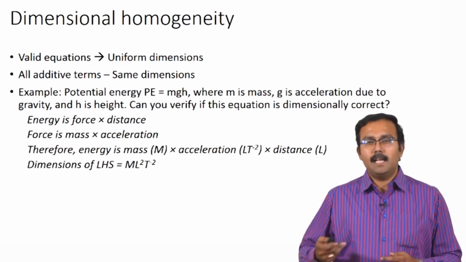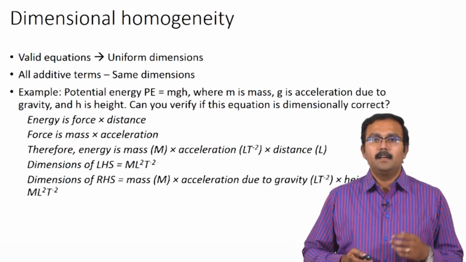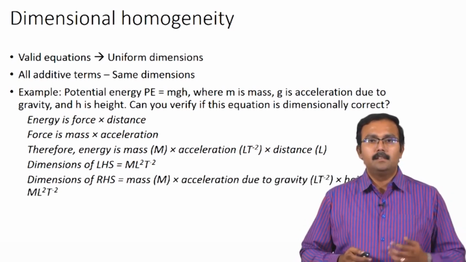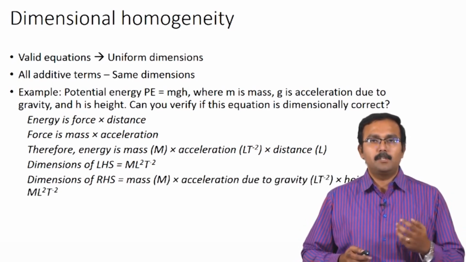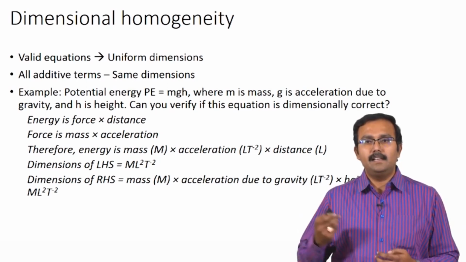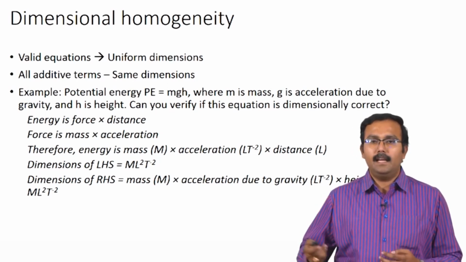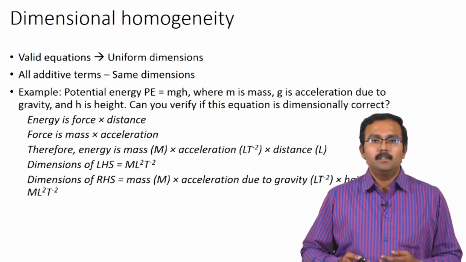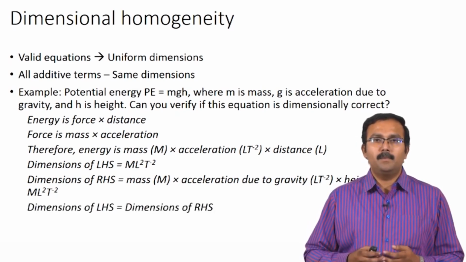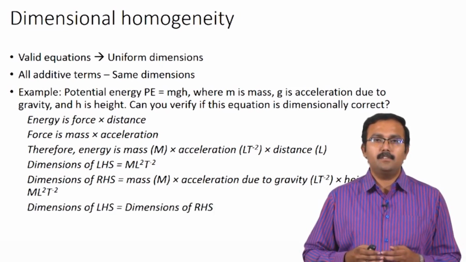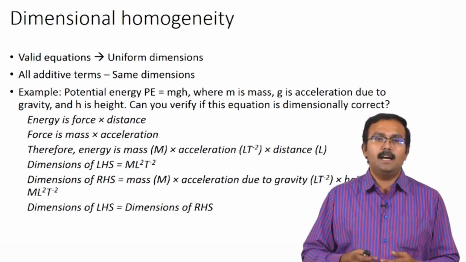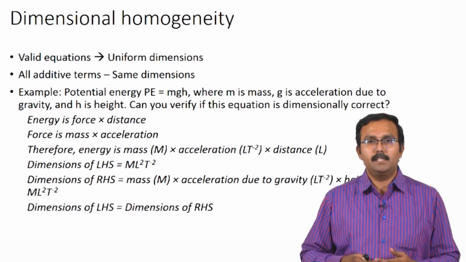Now, let us calculate the dimensions for the right hand side. It is mass times acceleration due to gravity times height. Dimensions of mass is M, dimensions of acceleration due to gravity is L t to the power minus 2 and height is L, thereby again giving M L squared t to the minus 2. So, based on the dimensional homogeneity, we can say that the dimensions of the left hand side are equal to dimensions of the right hand side. This proves that this equation is dimensionally homogeneous and correct.